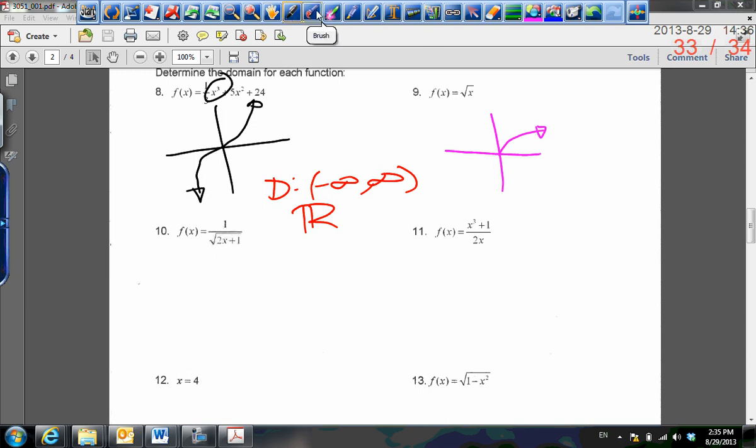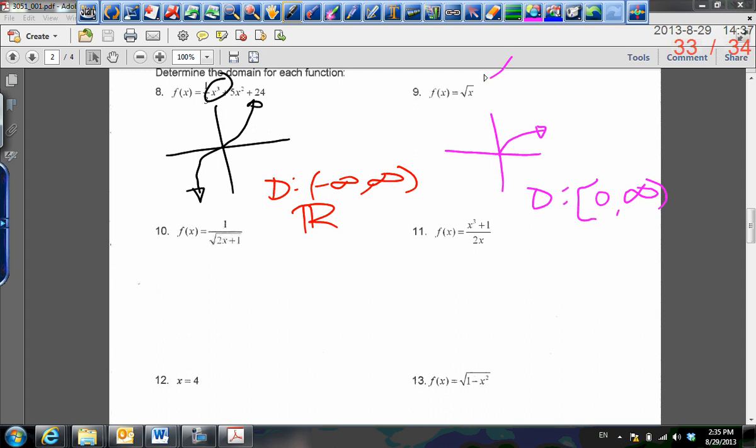Or what's my domain in general for that picture? It can't go below 0. It cannot go below 0. So one might say 0 to infinity. 0 to infinity. Okay, I have parentheses there. Is that accurate? Yes. No. I can take the square root of 0, so actually it's going to be from 0 to infinity, including 0.